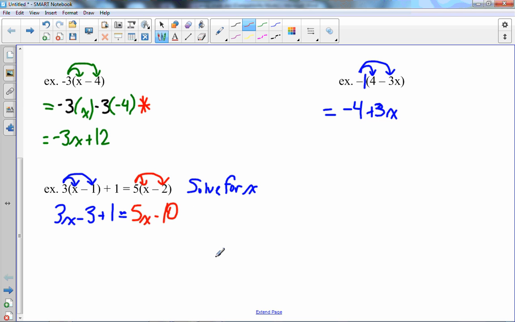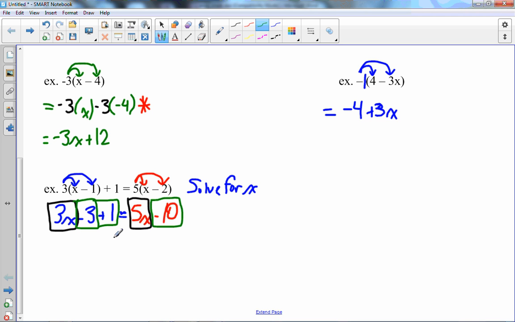Now, do you see the like terms? Hopefully you do, because there's a like term here of 3x and 5x. Meanwhile, I have like terms of negative 3, positive 1, and negative 10. So if we want to solve for x, we have to get all the x's, or the terms in the black squares, on one side and all the constants, or all the terms in the green squares, on the other side.